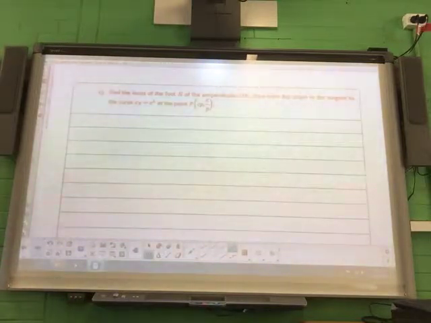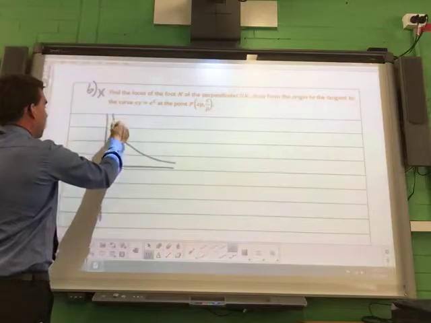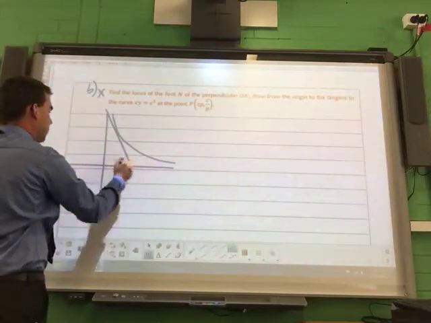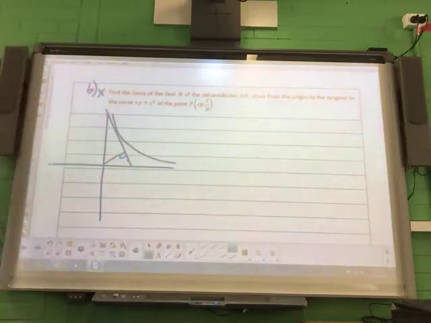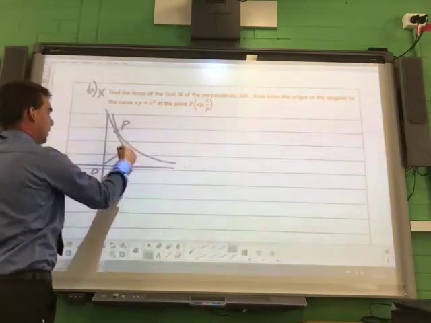Right, short enough time. So the locus of the foot N of the perpendicular ON drawn from the origin to the tangent to the curve xy equals c squared at the point P. Right, so in your notes this is B. Okay, so what this is really saying is that you pick point P, draw the tangent, and then the foot is from the origin perpendicular to that tangent. Okay? It is the intersection of them.